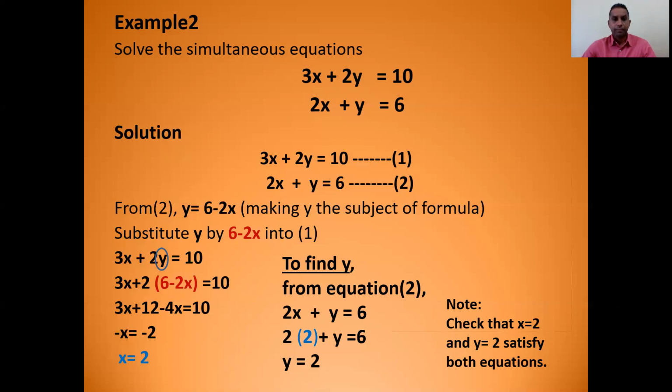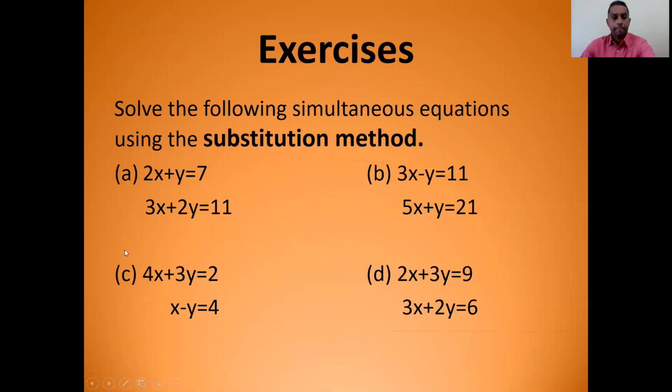So with these two examples, now there is a series of questions for you to practice using the substitution method. Solve the following simultaneous equations using the substitution method. First part, 2x plus y is equal to 7 and 3x plus 2y is equal to 11.